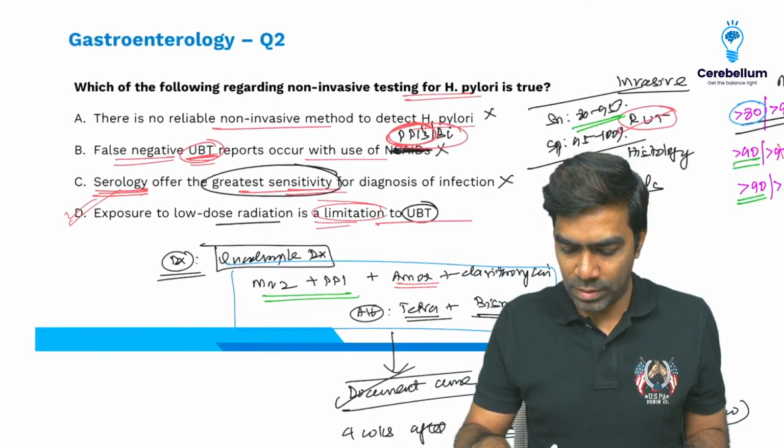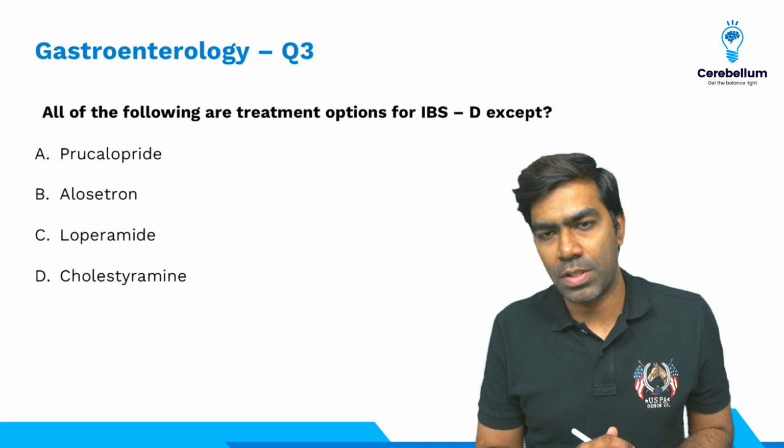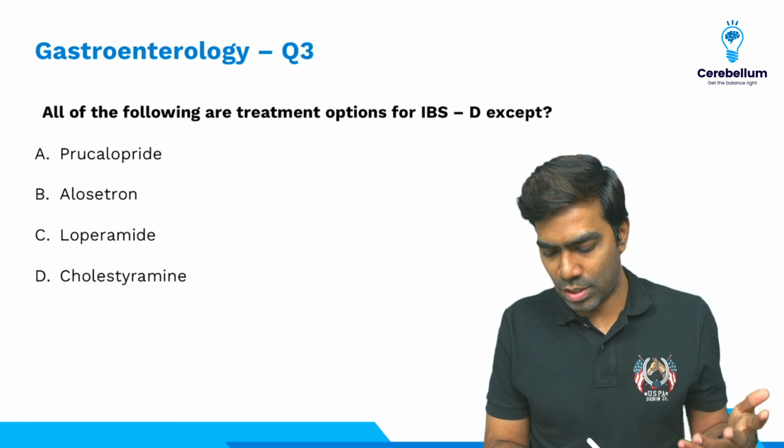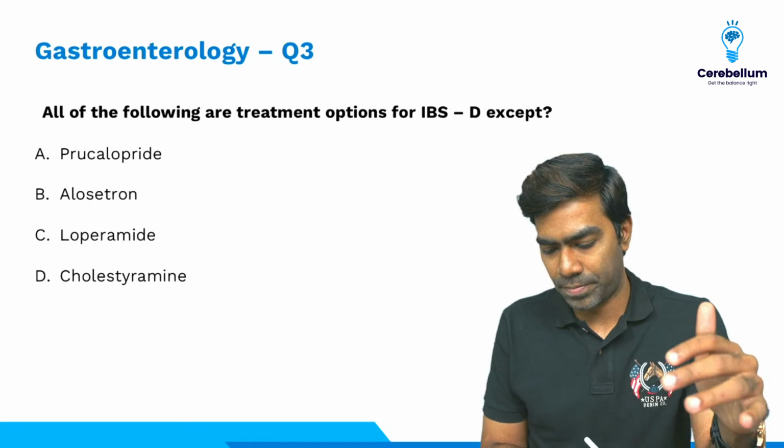Coming to the third question. All of the following are treatment options for IBS of diarrheal type except: prucalopride, alosetron, loperamide, colestipol. Which of the following is not basically a treatment option for IBS-D? So waiting for your answers as usual.